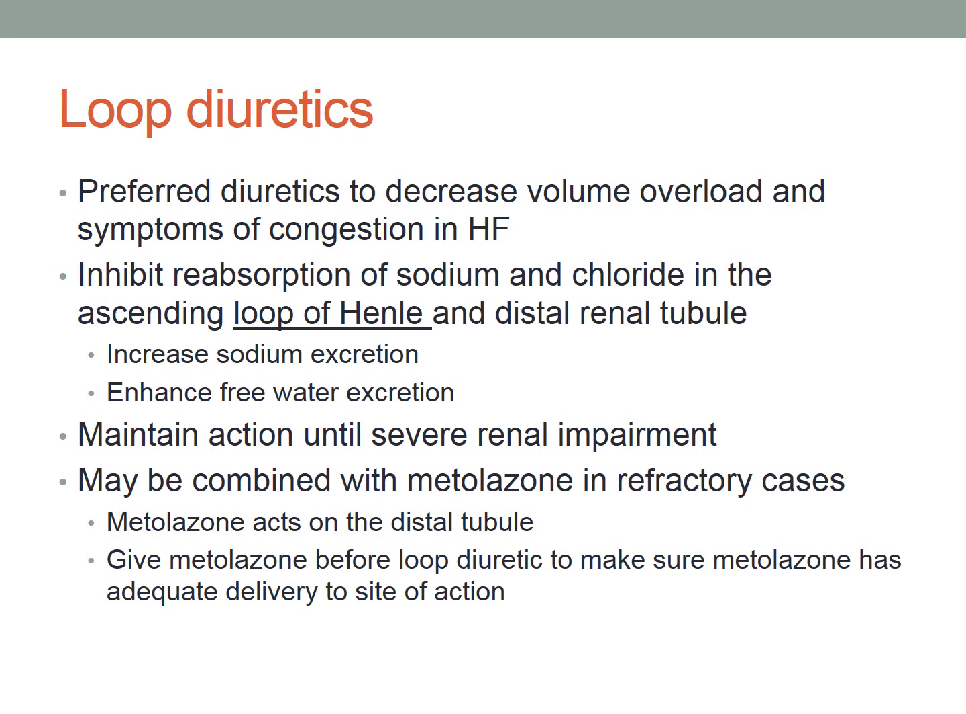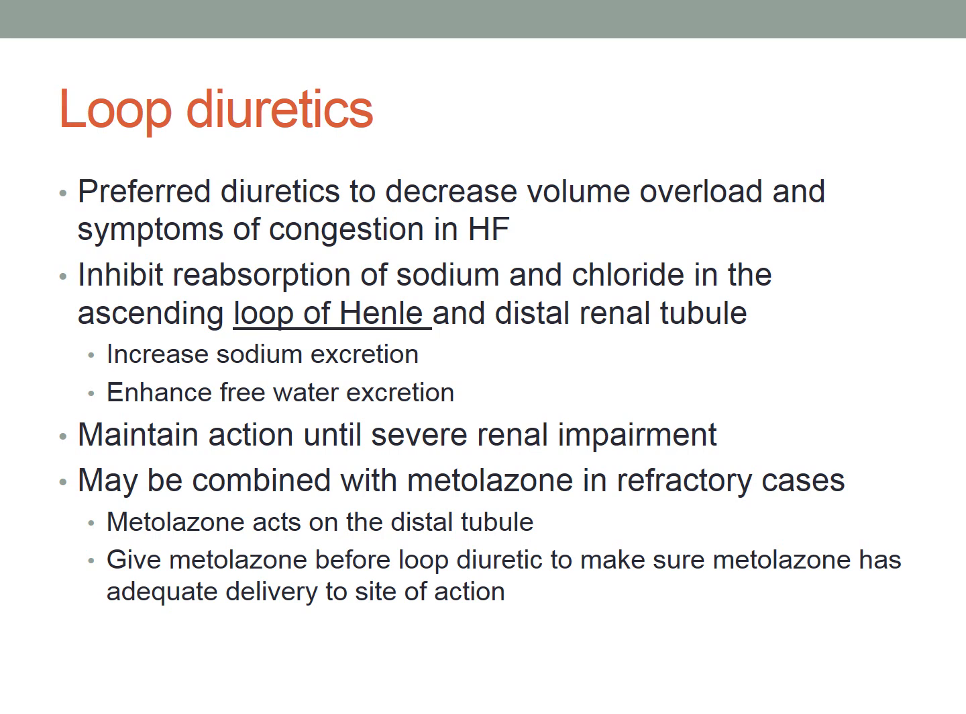Loop diuretics are the preferred diuretic to help decrease volume overload and symptoms of congestion in heart failure. It is important to note that, as opposed to some of the other medication classes that we talked about that actually decrease mortality in patients with heart failure, loop diuretics improve symptoms but do not have any mortality benefit. They do this by inhibiting reabsorption of sodium and chloride in the ascending loop of Henle and distal renal tubule. This increases sodium excretion and enhances free water excretion.